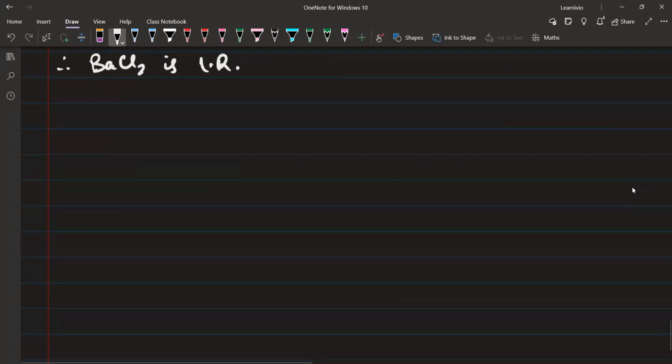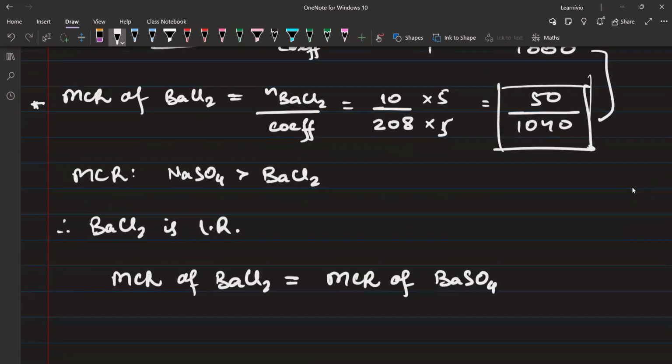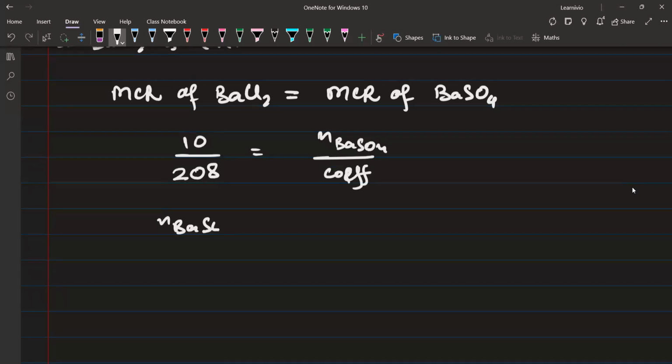Now I will write MCR of BaCl2 is equal to MCR of BaSO4, barium sulfate. ठीक है. So MCR of BaCl2 we have just got it as, इसको मत लीजिएगा, तो बहुत बड़ा वैल्यू ना, 10/208 ले लीजिए, the smaller one. 10/208 is equal to, for BaSO4 what we will do, number of moles पहले निकालते हैं, उसके बाद फिर मास निकाल लेंगे. ठीक है. MCR क्या होता है? Number of moles of BaSO4 divided by coefficient. कोएफिशिएंट तो 1 है खैर इसका, तो number of moles of BaSO4 will be equal to how much? It will be equal to 10/208. करेक्ट? यस और नो? Yes, sir.